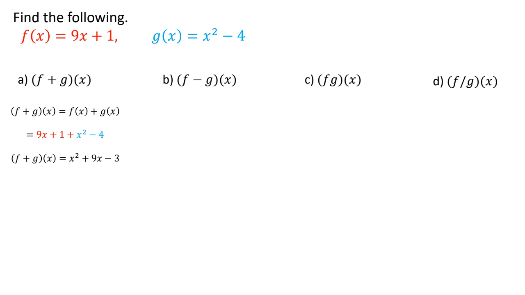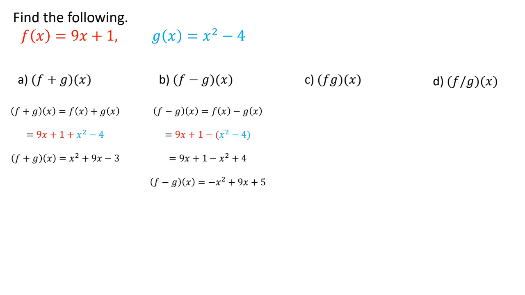Okay, so very similar to B. In B, they want me to do f minus g of x. So I like to rewrite this. What they really want me to do is just do f of x minus g of x. So again, function f of x is in red, g of x is in blue, and I'm going to subtract these two functions. But before I can combine my like terms, I need to distribute this subtraction symbol here. There's basically a -1 in front of this binomial. So when I multiply -1 times x squared, that gives me -x squared. A -1 times a -4 gives me a +4.